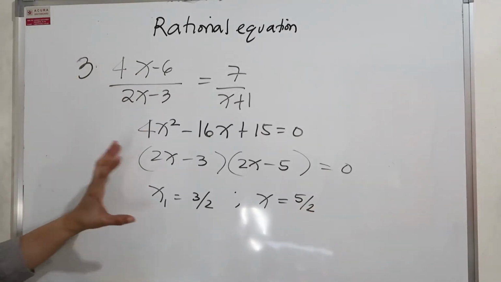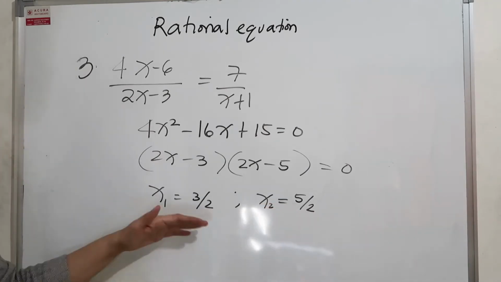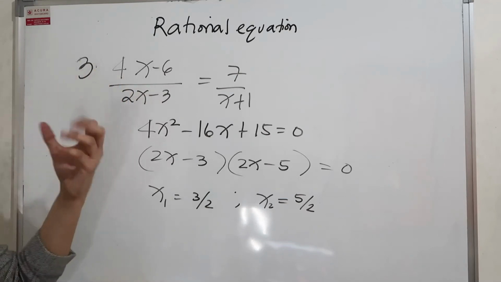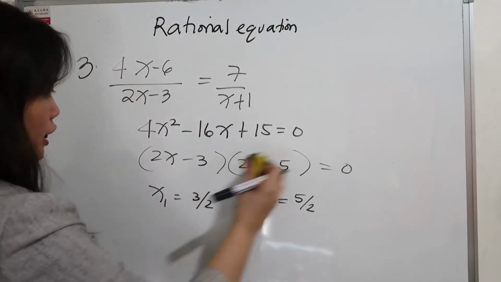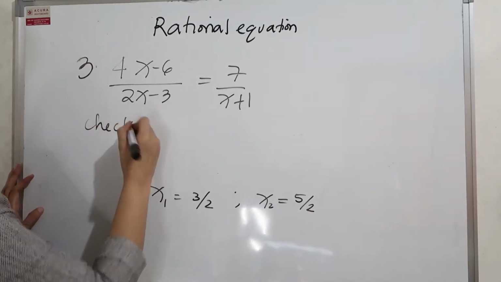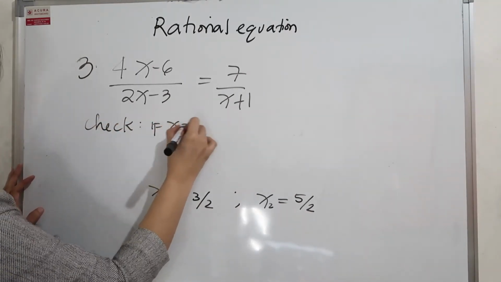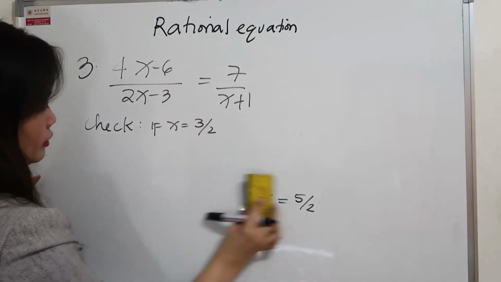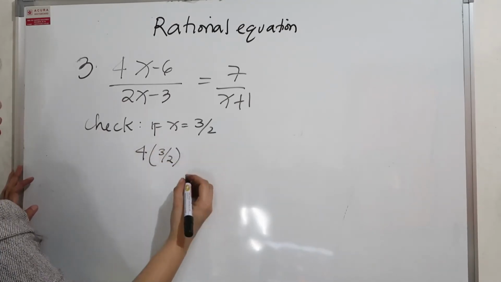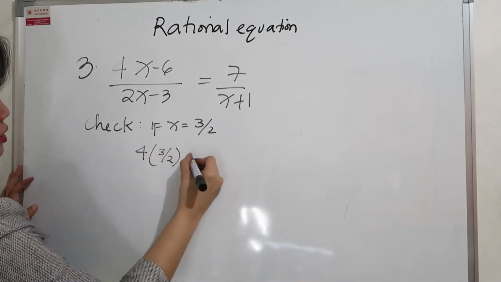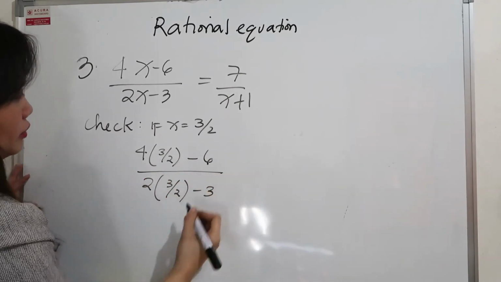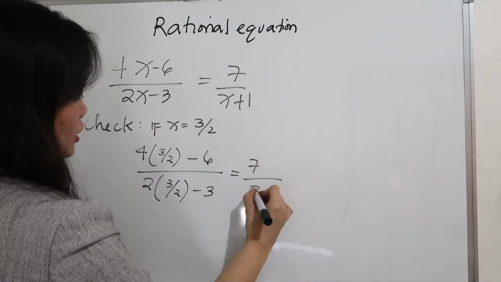Now, we need to find out if the two given values are the real solutions of the given rational equation. So we need to check. If x equals 3 halves, we have 4 multiplied by 3 halves minus 6 over 2 multiplied by 3 halves minus 3 is equal to 7 over 3 halves plus 1.